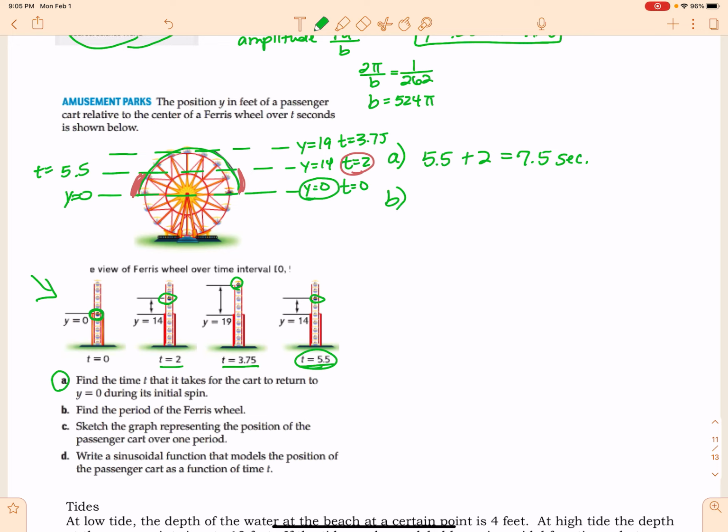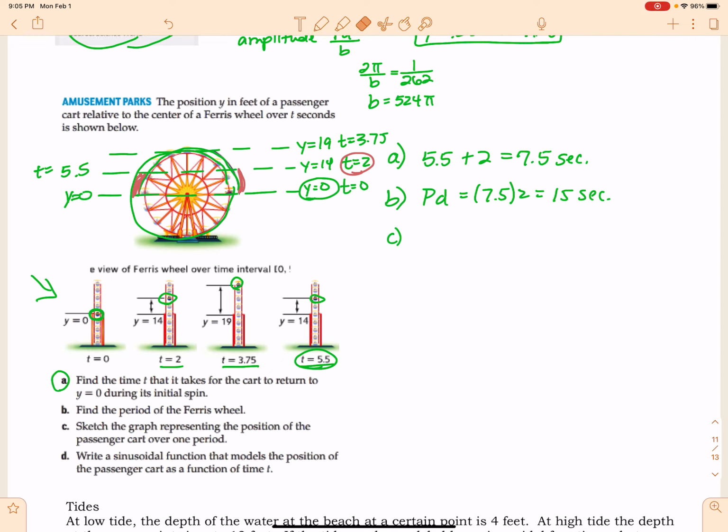Okay, now we're going to look at B. Find the period of the Ferris wheel. Okay, remember, the period is how long it takes to go all the way around. So if half of the Ferris wheel takes 7.5 seconds, then the period is going to be equal to 7.5 times 2, which is 15 seconds.